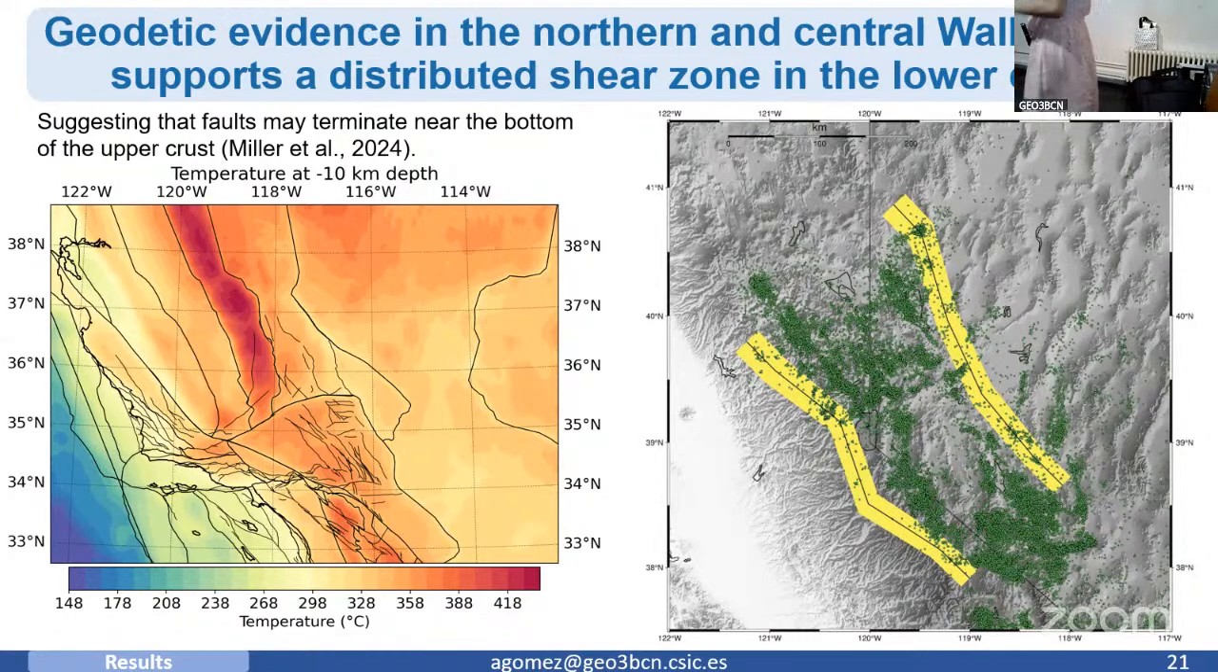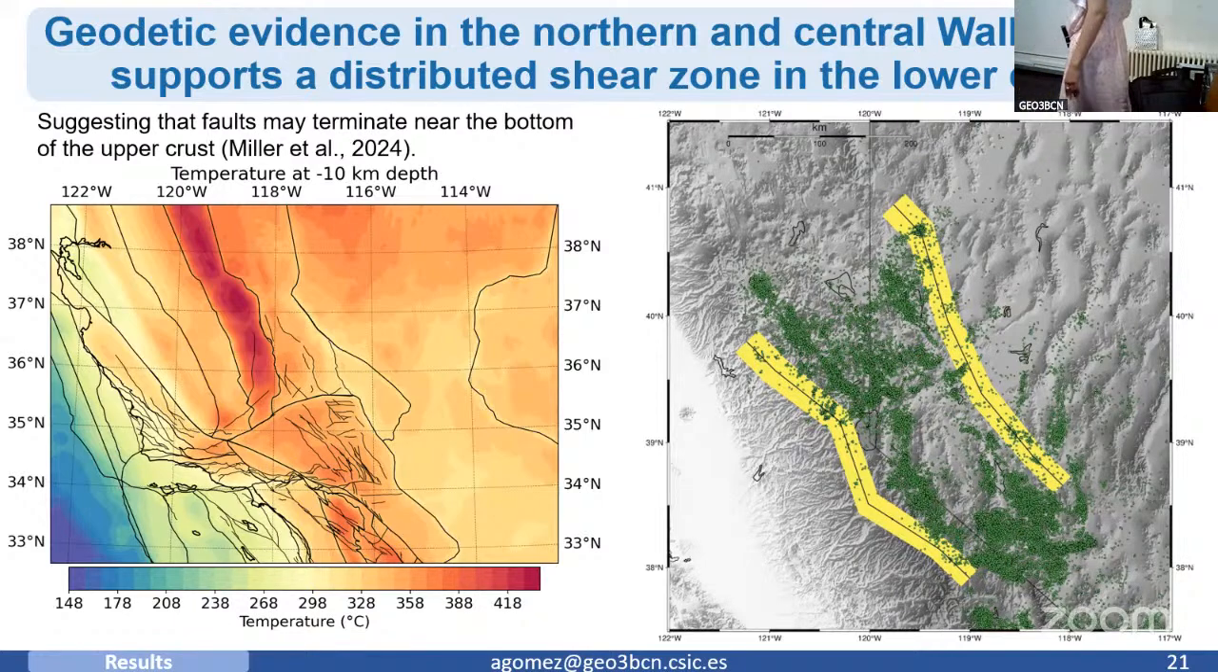So they also performed GPS modeling and found that in this area, there is a spatially distributed shear zone in the lower crust that is bounded by these two polygons that are here in yellow. So if we go a bit more toward the south, we find here the southern Walker Lane, so the southward continuation of this structure.